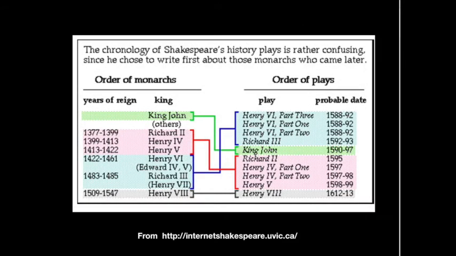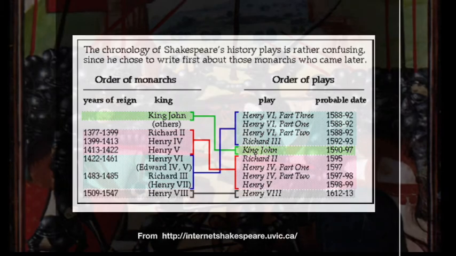One confusing thing about the 2 tetralogies is that Shakespeare wrote about later history first. It is as though you wrote 4 plays about the American Civil War, and then a few years later, you decided to write 4 more plays about the Revolutionary War. So let's consider Shakespeare's history plays very briefly.